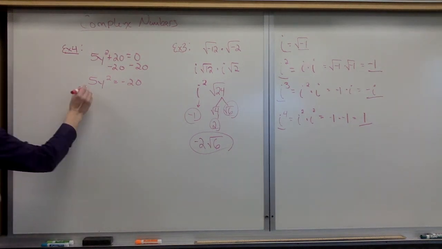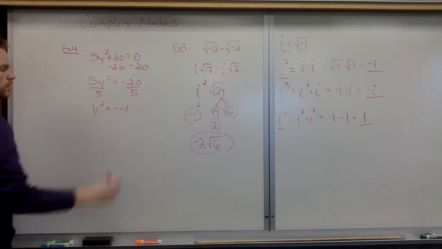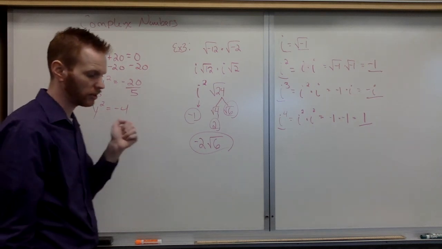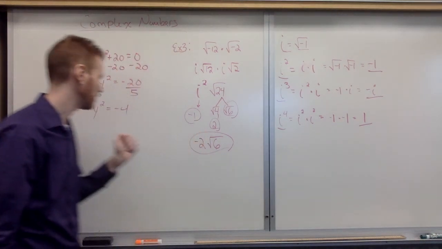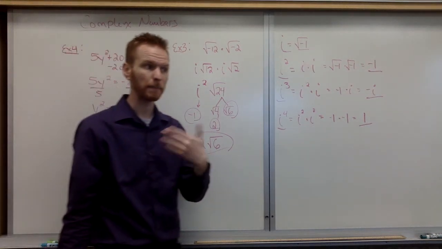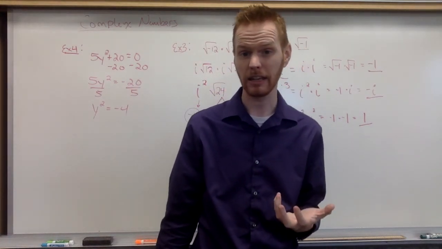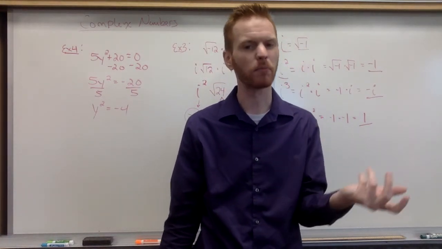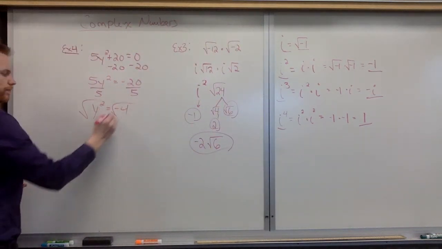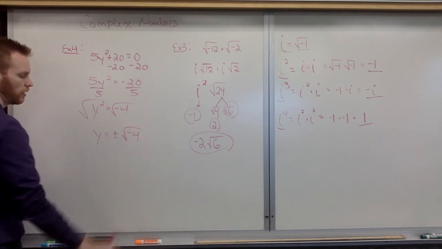Next up, I'll divide both sides by 5. y squared equals negative 4. This is where your math mind's telling you, ooh, something's not right, because no matter what number I square, it's never going to be a negative. But now we're kind of accepting that notion that that's okay. All right, it's in that imaginary number world. Square root both sides, we get y to be equal to plus or minus the square root of negative 4.